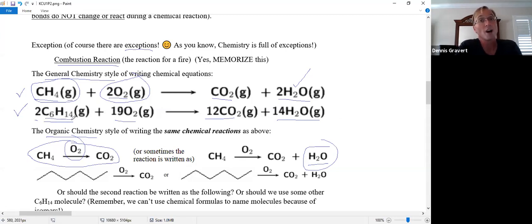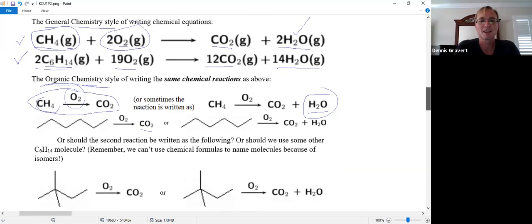C6H14, one way to draw it is 6 in a row. Maybe it's a straight chain alkane. And if so, okay, here's the reaction for C6H14 as a straight chain to react with oxygen to form carbon dioxide. And I'm not balancing. It's the same overall reaction as above. Whether it's CH4 or this molecule with 6 carbons, the product's the same, just CO2. Much less to memorize. So run with that.